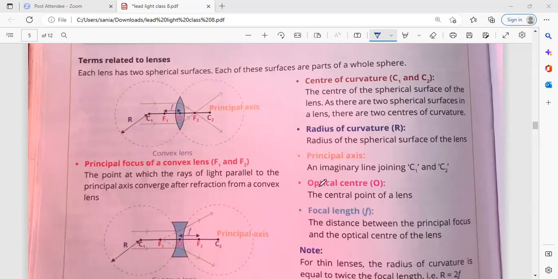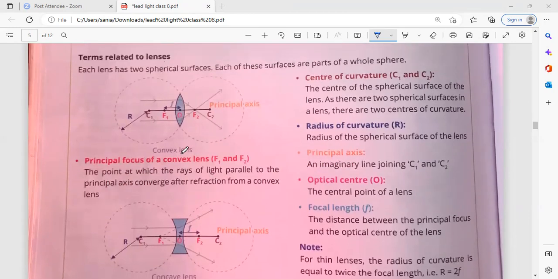And then next, optical center. So this O, for example, this is your lens. Between this is your optical center. And F is the focal length, the distance between the principal focus and the optical center. The distance between the principal focus and the optical center is known as your F. Clear? Yes, ma'am. Okay.